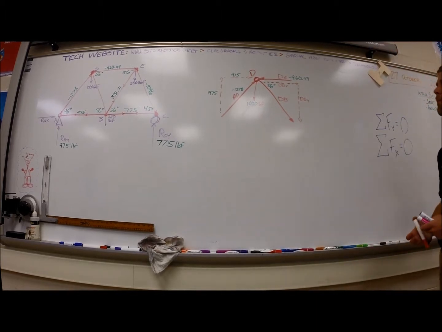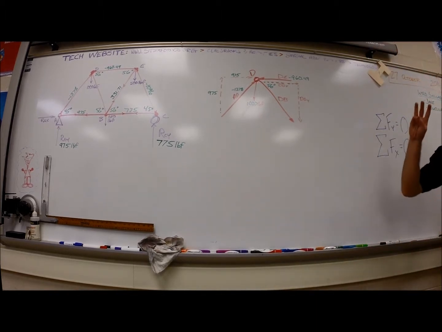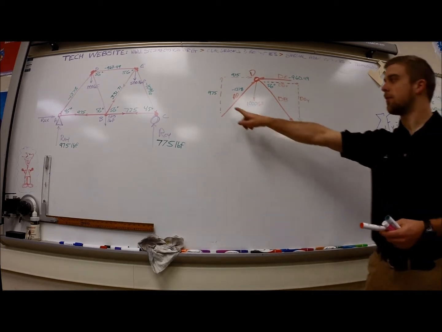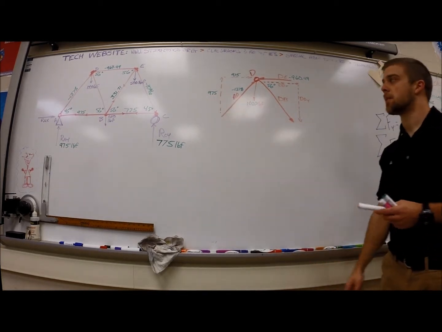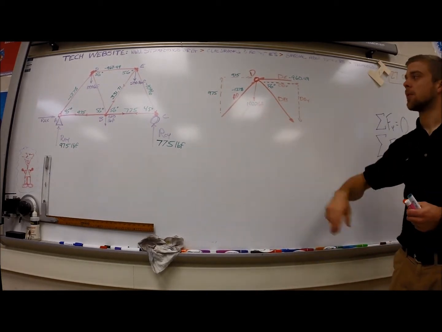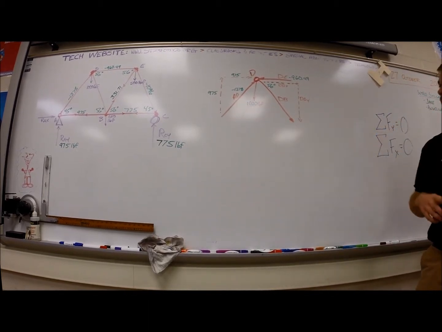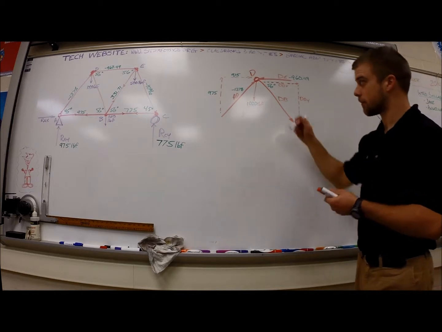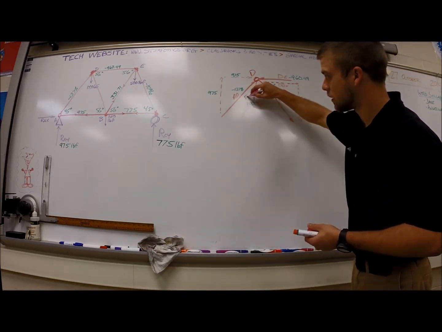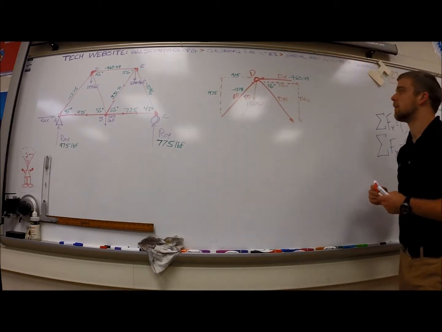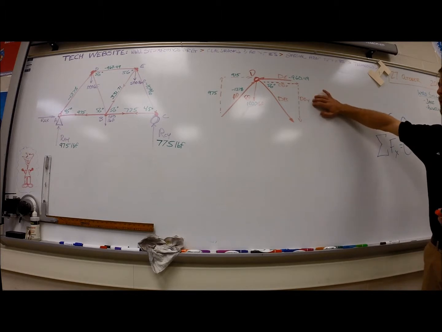How many do I have? 1, 2, 3. We have ADY, no mistake. We have 1,000 pounds applied at D. And we have our unknown here at dBy.